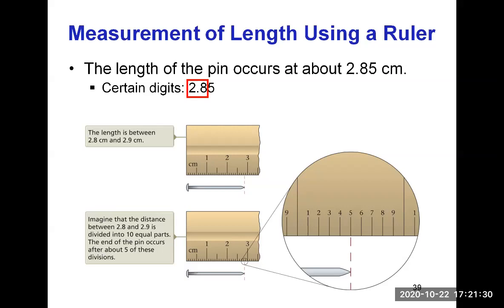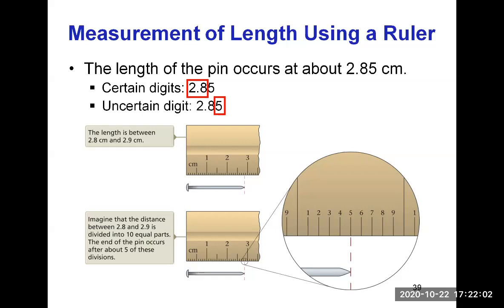And here there is a zoom out of where we would see it fall. And so the long lines are 2.8 and 2.9, and we have divided the space between 2.8 and 2.9 into 10 equal spaces. And we can see that the end of the pin falls about at half the distance, and here then we can say that after the 8 it's a 5. So the uncertain digit is the 5.